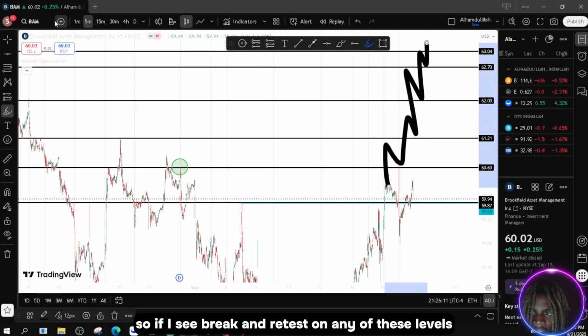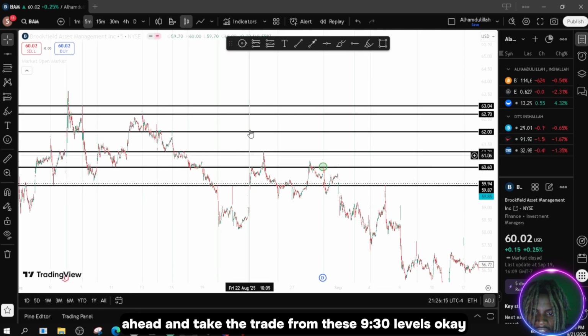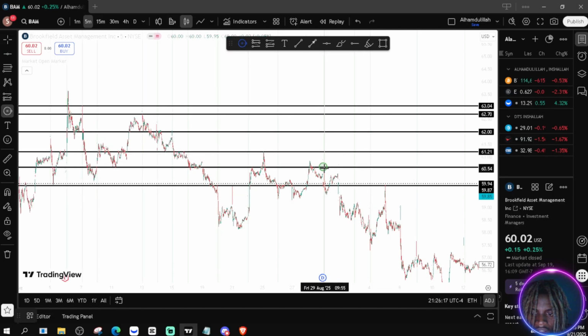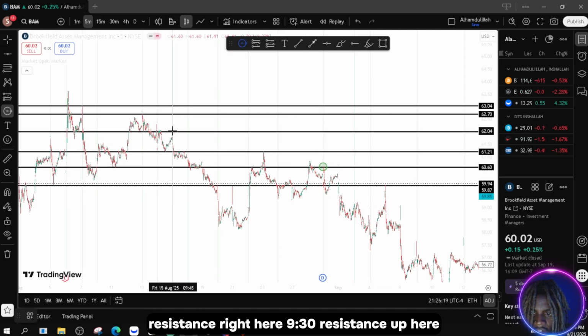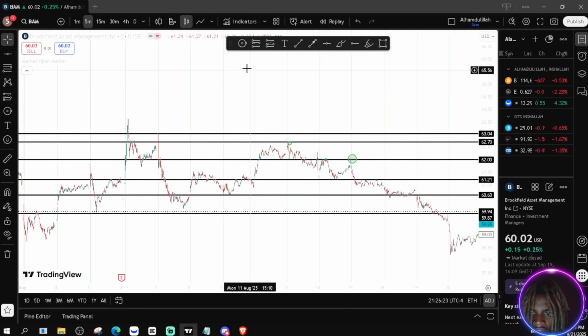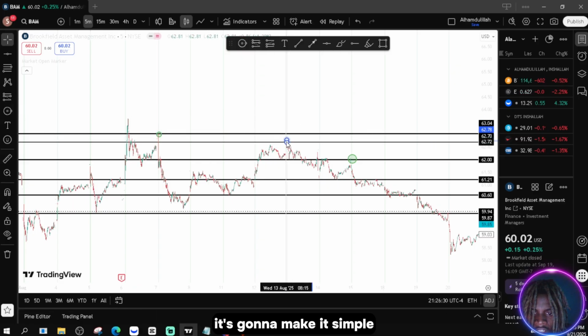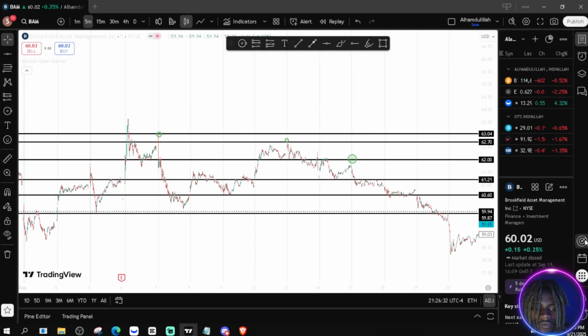Okay, so if I see break and retest on any of these levels, I can easily go ahead and take the trade from these 930 levels. Resistance right here, 930 resistance up here, 930 right here, 930 right here. That's going to show you where the best levels are. It's going to be an extreme cheat code. It's going to make it simple.